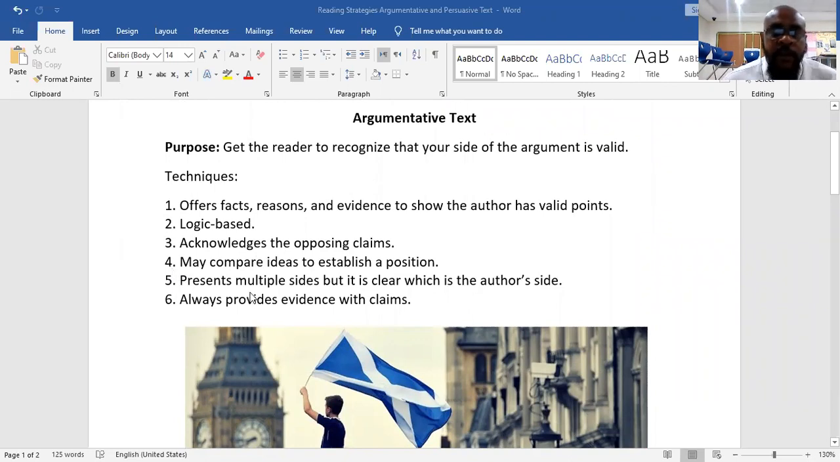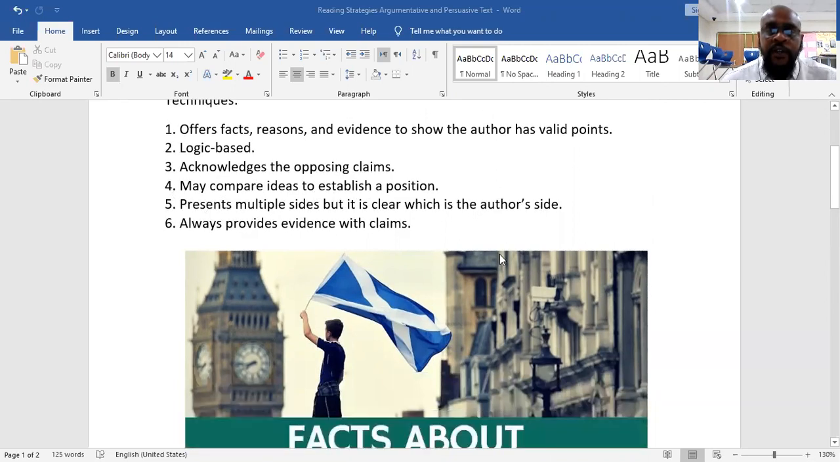Number 4, you may compare ideas to establish a position. So you also use those contradictions to not only make your point, but to also establish your position. So to say, look, other people believe A on this issue, and I believe B. And this is where we stand, and we're both trying to prove our case and prove that our case has merit. The fifth technique is that it presents multiple sides, but it's clear which is the author's side.